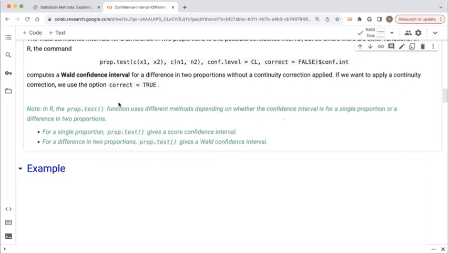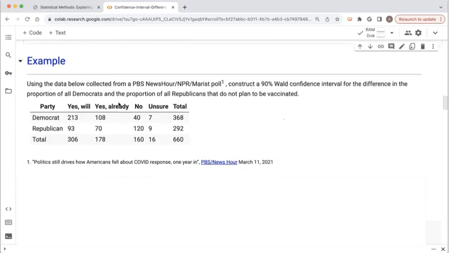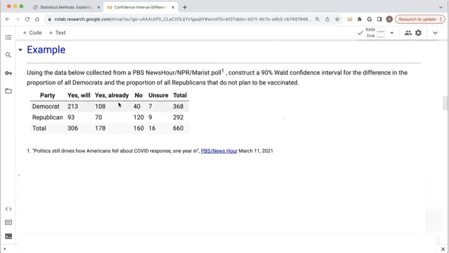Okay, so let's see how we can construct a confidence interval for a difference in two proportions. The example that we'll use is data from 2021, depending on when you're watching this video, a poll by PBS, NPR, Marist, which asked people, among other things, what their political party affiliation was and whether they were planning or had already gotten vaccinated for COVID-19. This was around the time that the COVID-19 vaccines were becoming available for the public in the United States.